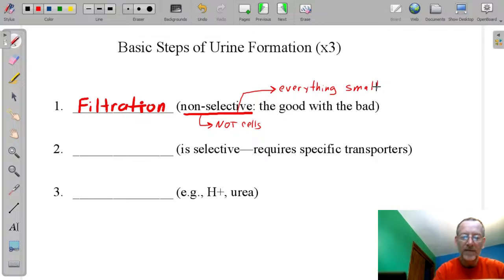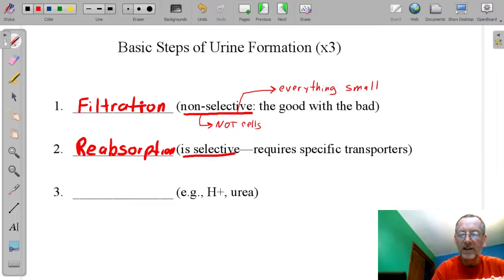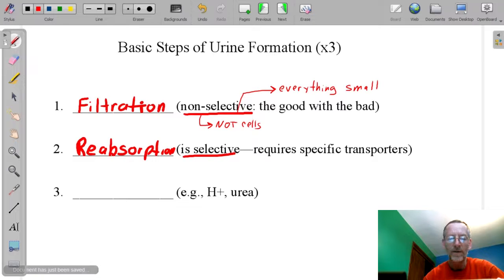And then the next step is to come along and do selective reabsorption. And this is selective. So it's a little bit like the old saying, throwing the baby out with the bathwater. In filtration, you're throwing the baby and the bathwater out the door. And then the second step, you go, oops, let's go back and get the baby and everything else that we accidentally tossed out and bring it back into the house, or bring it back into the blood. That's kind of the idea.